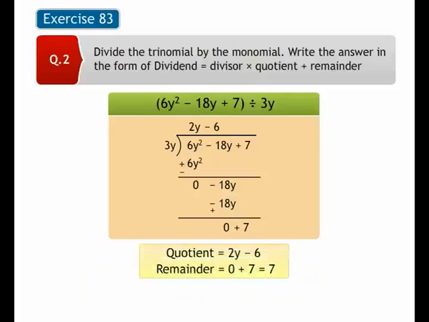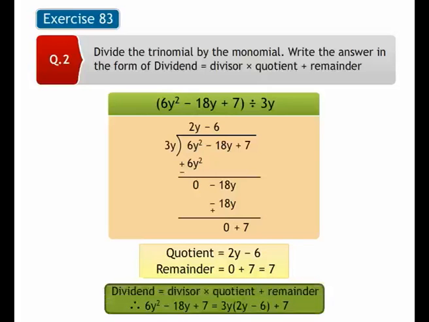and hence the quotient of our sum is 2y minus 6, and the remainder of our sum is 0 plus 7, that is equal to 7. As we have to write our answer in the form of dividend is equal to divisor into quotient plus remainder, therefore 6y square minus 18y plus 7 is equal to 3y into the whole 2y minus 6, plus 7.